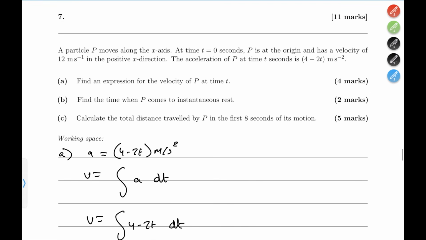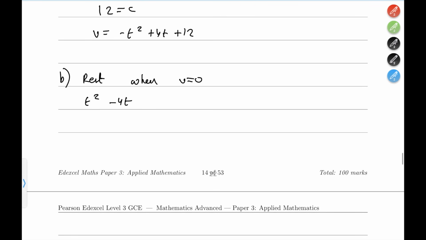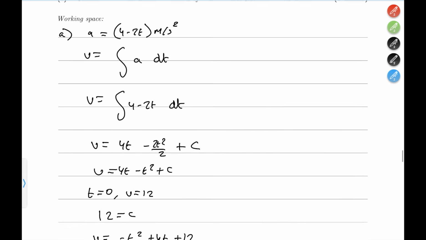So now for part B, it's asking us to find the time when P comes to instantaneous rest. It's at rest when v is equal to 0. So t squared minus 4t minus 12 is equal to 0. Okay, and this does factorize, minus 6 plus 2. So t is equal to minus 2 or t is equal to 6. But we know, as before, time cannot be negative. Time has to be positive. As t is greater than or equal to 0, t is equal to 6 seconds. So it comes to instantaneous rest when t is equal to 6.